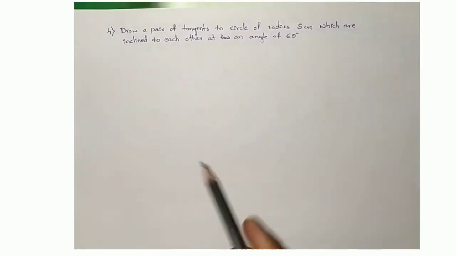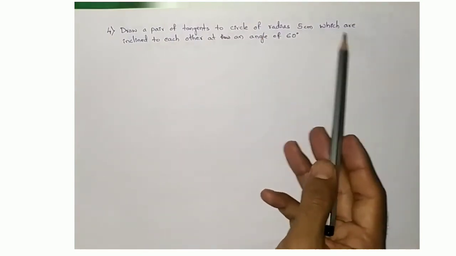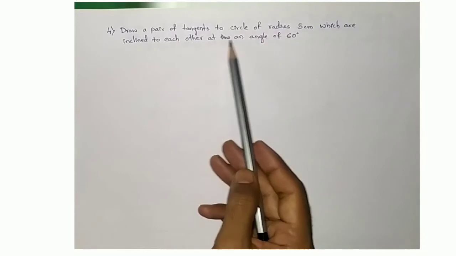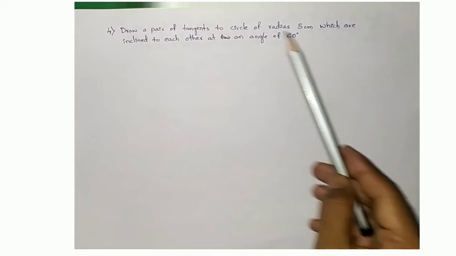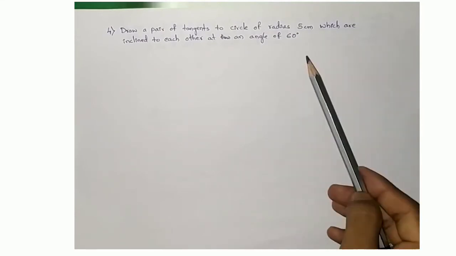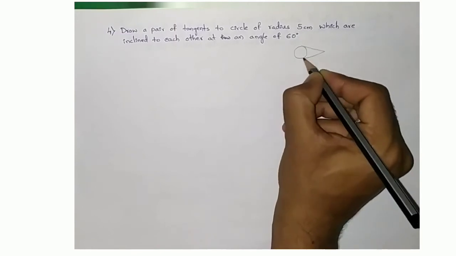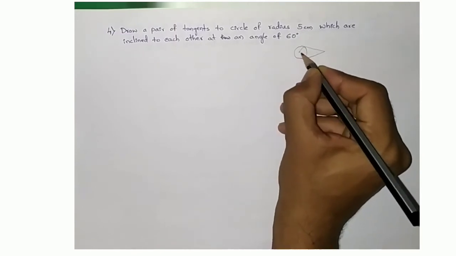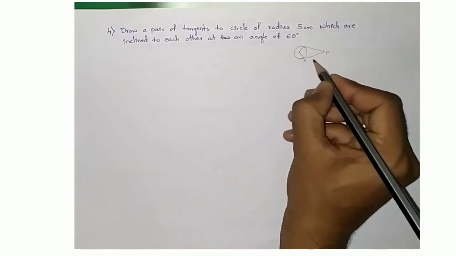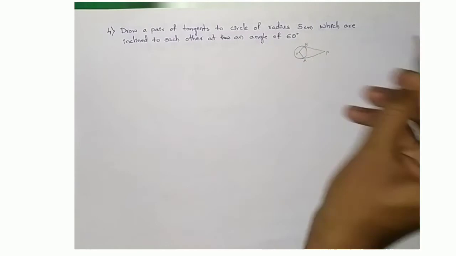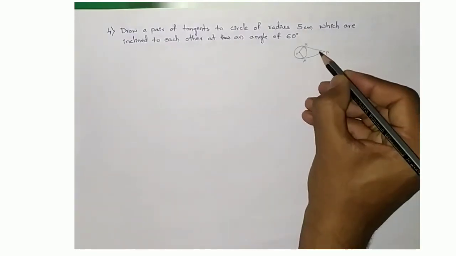So in the 4th question, draw a pair of tangents to a circle of radius 5 cm which are inclined to each other at an angle of 60 degree. Here the tangents are inclined, meaning creating 60 degree at the outer side. Usually a circle with two tangents gives us a quadrilateral. Let's see like this: P, A, B, O. So here they are making 60 degree.